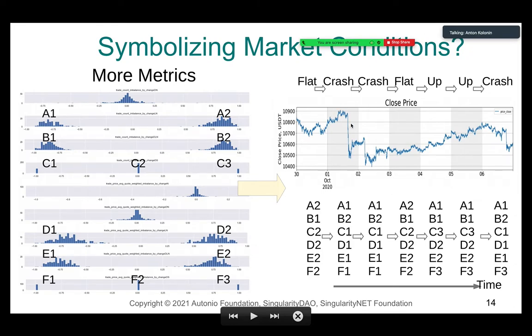And the interval when the market is crashing is described by another word consisting of another symbol. And a slightly growing market, slightly going up, can be described by another set of letters or words. Then we can represent the market history as a sequence of letters, and then we can segment the market into chunks of experiences, and we might find some repeating letters.